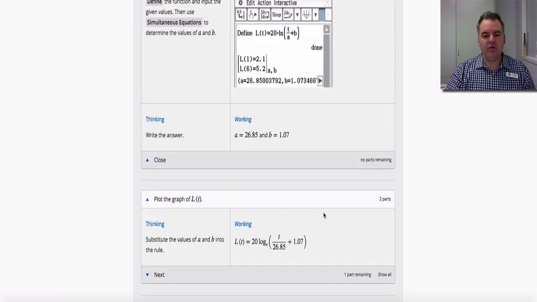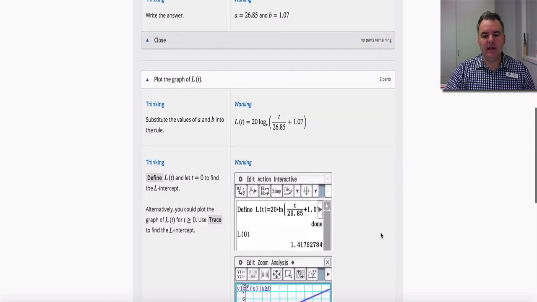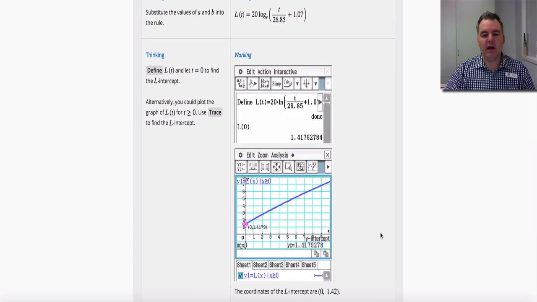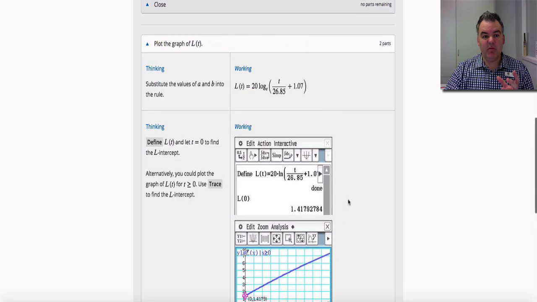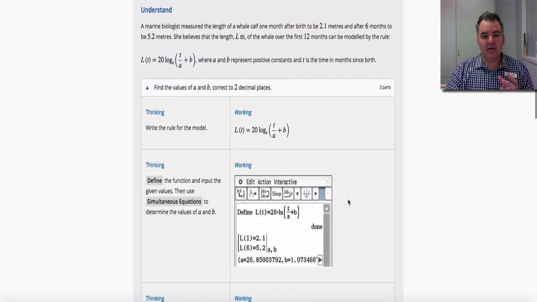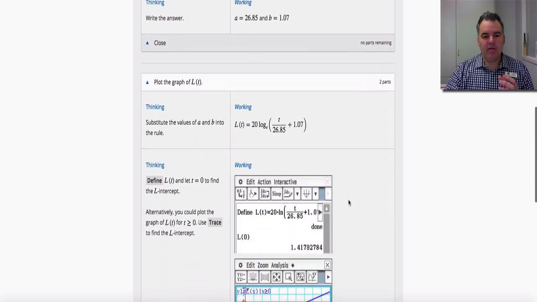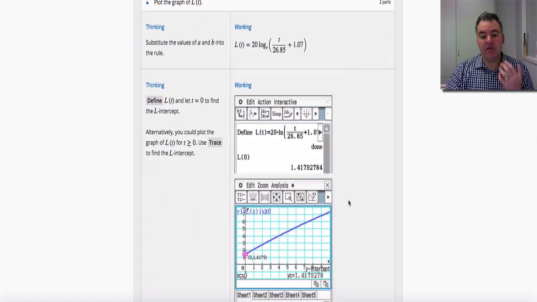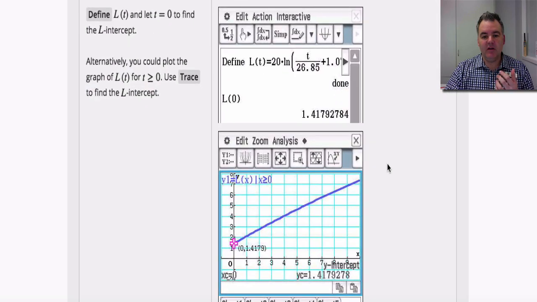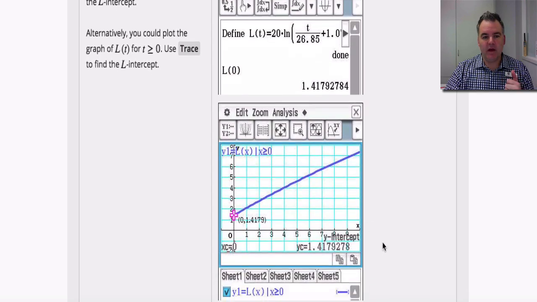Secondly, it says let's do the graph. So again, using our calculator, we could create a graph of this, not in the non-calc section, but we could certainly trace out the graph of this function and do some analysis on that, which will be really handy. So the question then says, plot the graph of L(t), and then what's going on at 0? What's the predicted length at 0 when the calf comes out? So we can see on the graph there's 0, 1.4179. So the calf's born, according to this model, it's about 1.4 meters long.